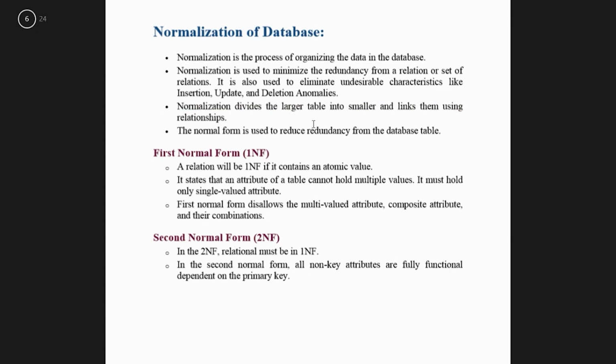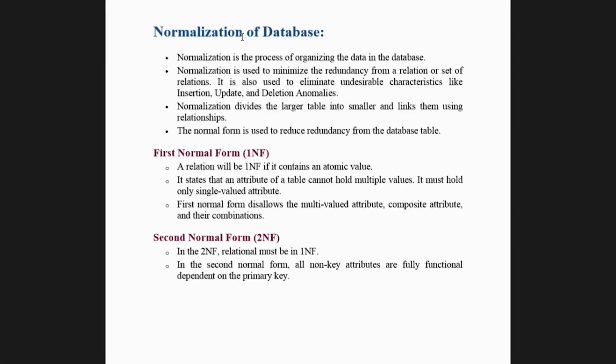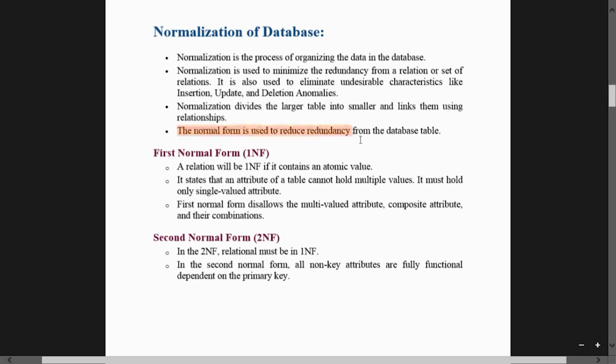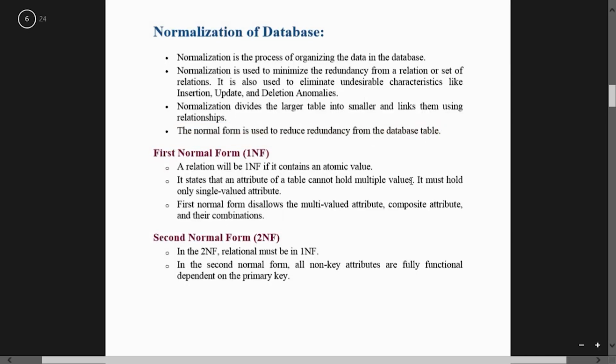As we saw, complexity can increase due to the presence of huge data. So normalization can be used to simplify the data and the tables and to reduce redundancy, which means to reduce duplication of data. We will see how it can be used. The normal form is used to reduce redundancy from the database table. Now, what is a normal form?